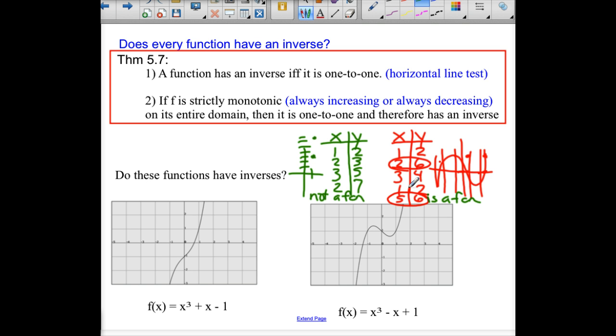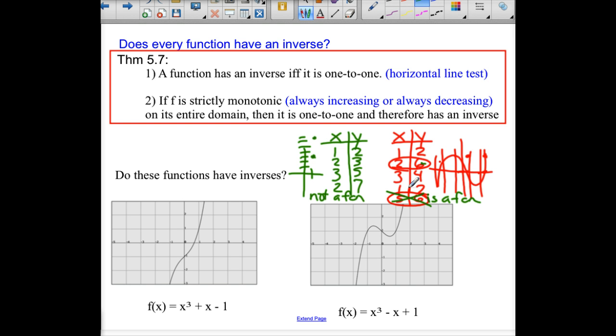So just telling if something's a function or not is not good enough to determine if it's going to have an inverse. If it's not a function, it definitely does not have an inverse. Only functions have inverses. But it has to be a particular kind of function. A function has to be one-to-one. So that means for every x value, there's a unique y value. So this 2, 6, and 5, 6 could not happen for it to have an inverse.